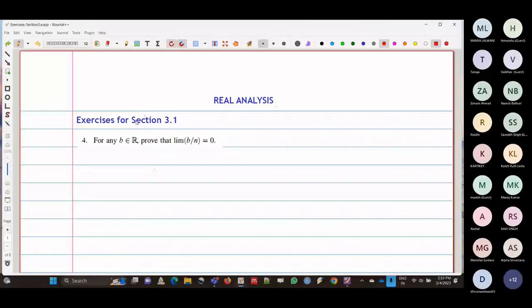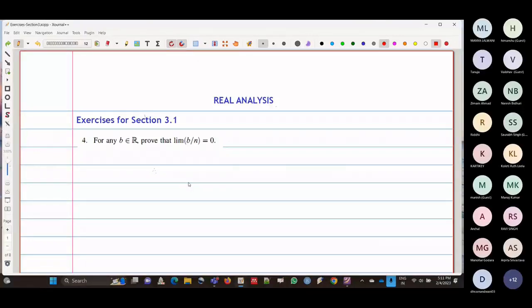So welcome students. Today we are going to discuss some exercise problems from Bartle's book on real analysis. We are going to start with section 3.1 and we will try to discuss all the questions. Let us see how much we can discuss today. I have already copied the questions here on the board, so you can see them.